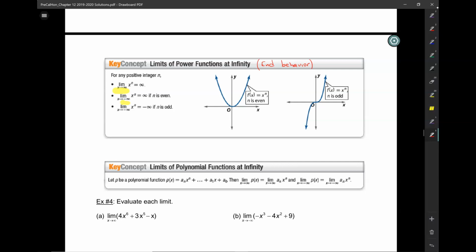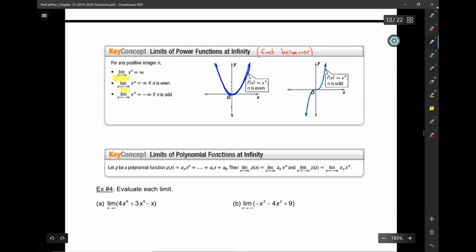Let's talk about types of function. Let's talk about even functions and odd functions. So look here to the left, I have an even function. How do I know it's an even function? Because it's symmetric around the y-axis.